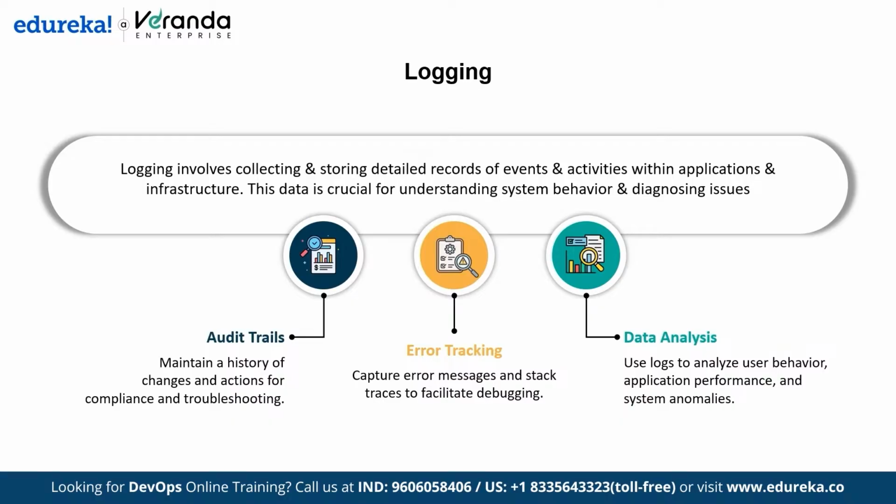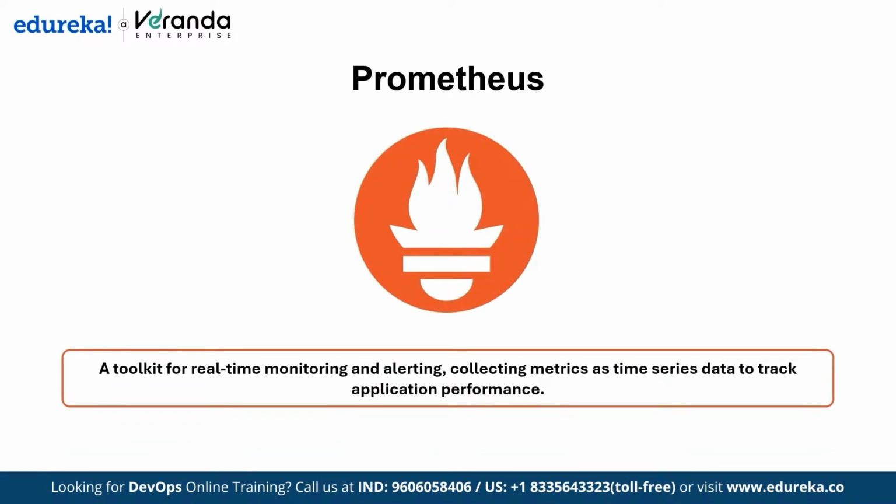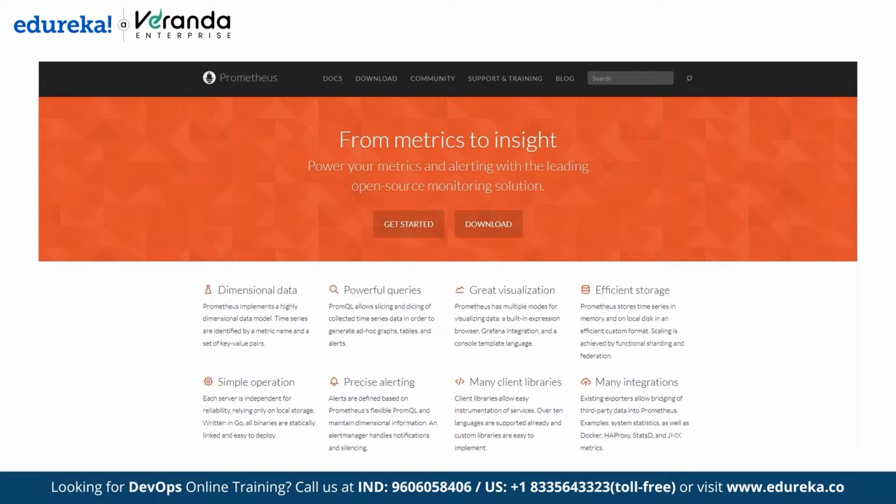The tools included are, first, Prometheus, a monitoring and alerting toolkit that collects and stores metrics as time series data, allowing for real-time monitoring and alerting on application performance. This is a screenshot of the Prometheus website, which is an open source monitoring and alerting toolkit. A main banner highlights Prometheus as a leading solution for turning metrics into insights. We also have options like Get Started and Download as well.